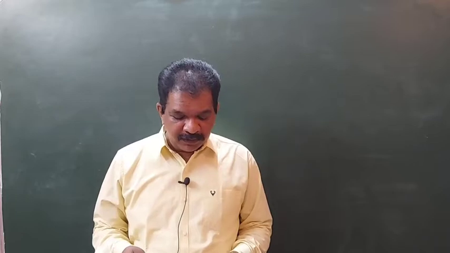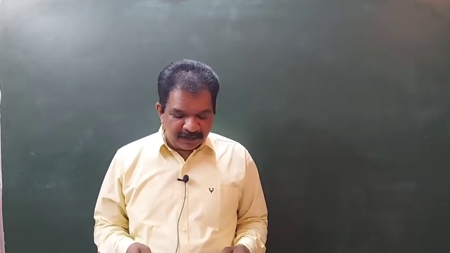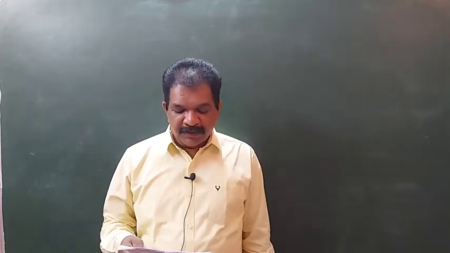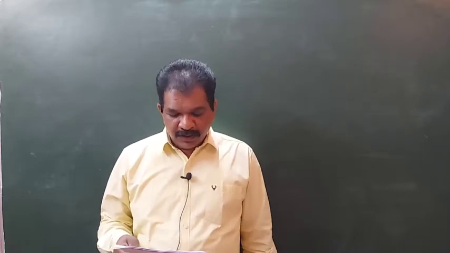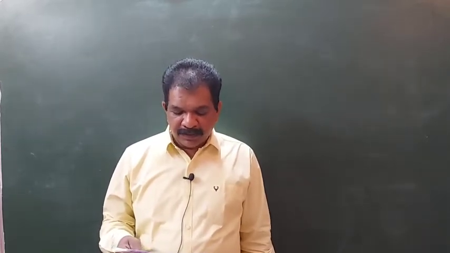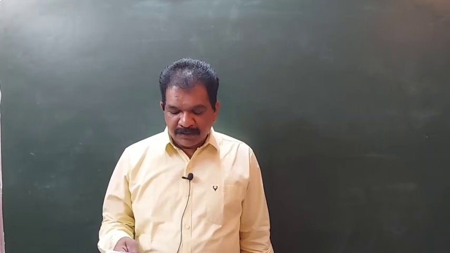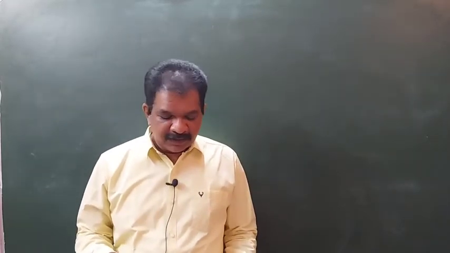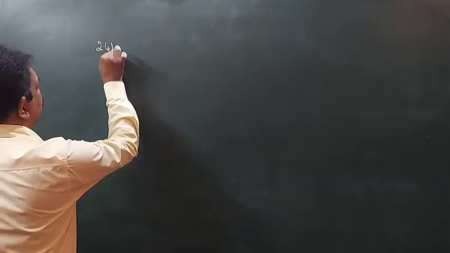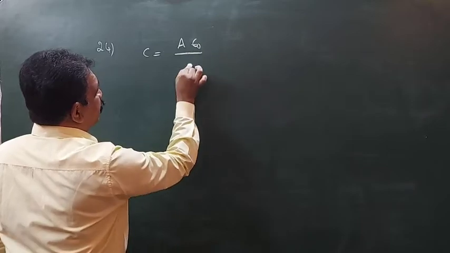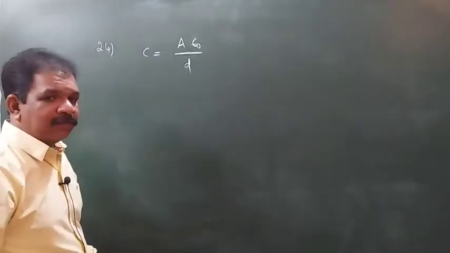Problem 24, you see. A parallel plate capacitor has a capacity C. The separation between the plates is doubled and a dielectric is introduced between the plates. Now the capacity becomes 2C. What is the dielectric constant? So for 24, initially they gave the capacity value as A epsilon naught by D.